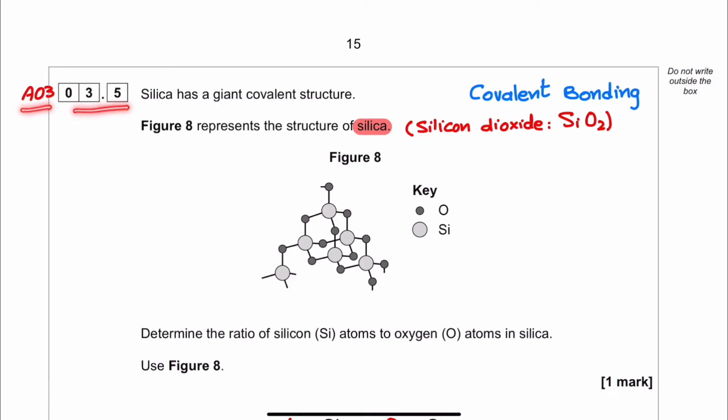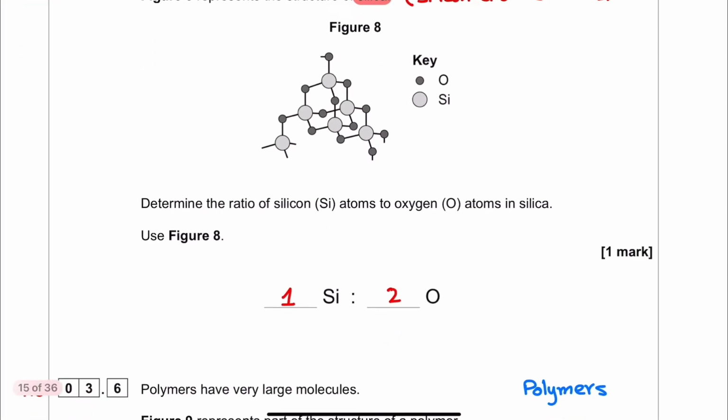3.5 is an AO3 question. Silica has a giant covalent structure, and this question is from the topic of covalent bonding. Silica means silicon dioxide, so it has SiO2. So for each silicon atom there are 2 oxygen atoms. Determine the ratio of silicon atoms to oxygen atoms in silica. Use figure number 8. So we know that silica means silicon dioxide. Between them the ratio is 1:2. So from the figure we can see that it is 1:2.